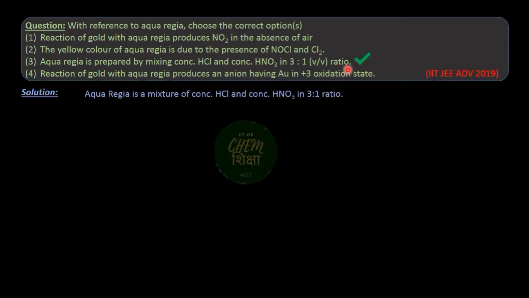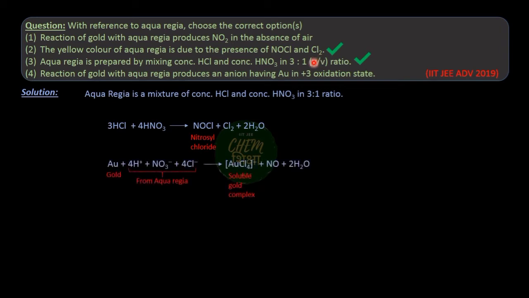Now, what makes the color of aqua regia yellow? In aqua regia, HCl and HNO3 react with each other to form a nitrosyl chloride and chlorine mixture, which imparts yellow color to the aqua regia. So, option 2, which states that the yellow color of aqua regia is due to the presence of NOCl and Cl2, is correct. Now let us check what happens chemically when aqua regia dissolves gold metal.